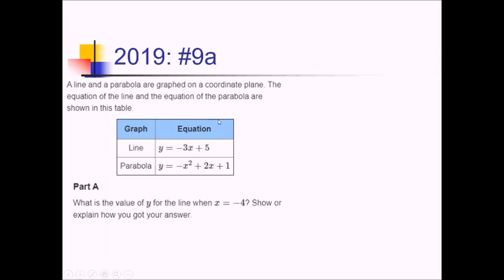On this multi-part problem, we have a line and a parabola, and the equation of both are given in this table. For the first part here, they want to know the y value of the line when x equals negative 4. All we have to do is just plug negative 4 in for x in the line here. So we write y equals negative 3 times negative 4 plus 5. Well, this is just going to be 12 plus 5, which is going to be 17.